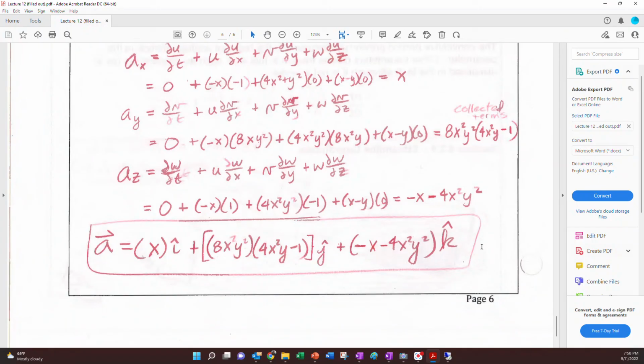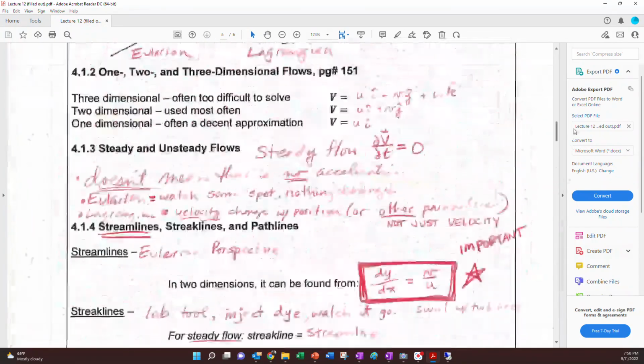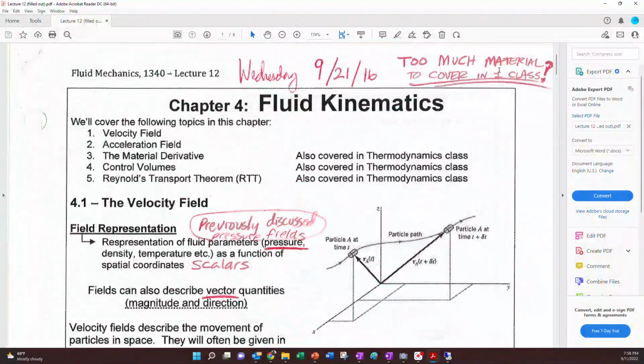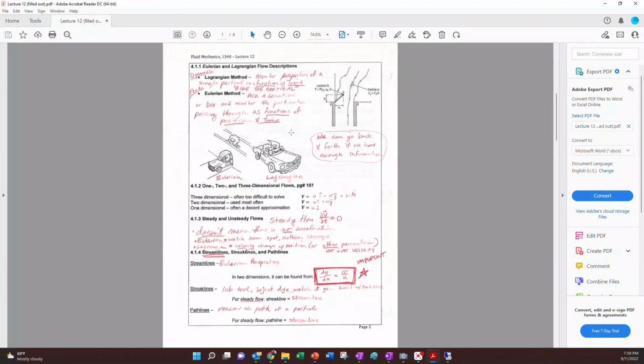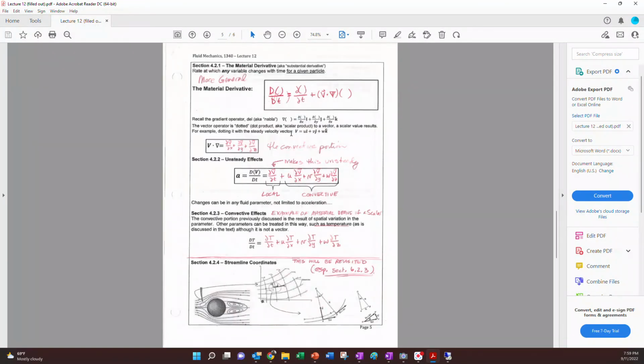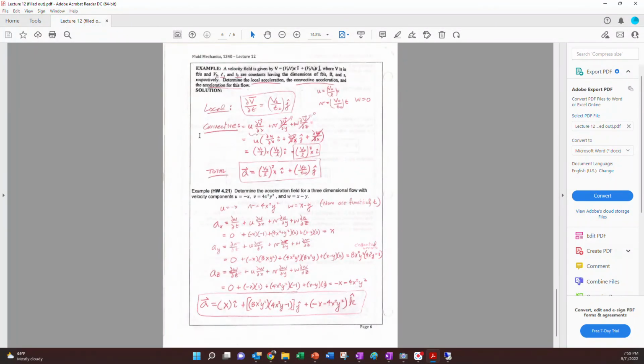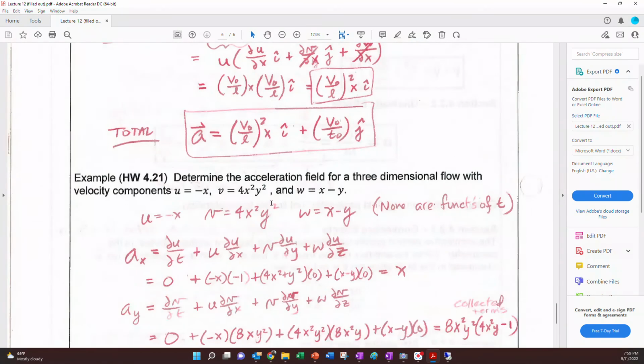Not to mention that at the very beginning I wrote, too much material to cover in one class, September 21st, 2016. And this was lecture 12 in the way that we were doing it in that class. But anyway, these are my notes that I recorded for all of this stuff at the Coast Guard Academy. And this example is trash, so we're not going to do it.